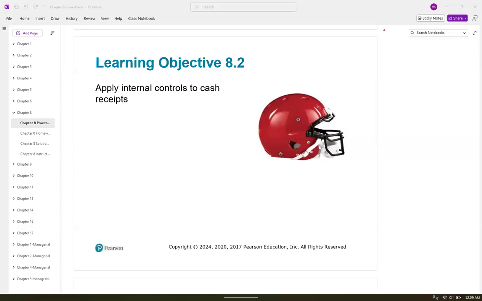All right, so we are on learning objective 8.2. We're going to do 8.2 and 8.3 together. So this is internal control over cash receipts.